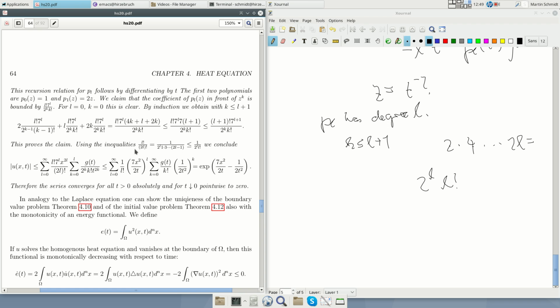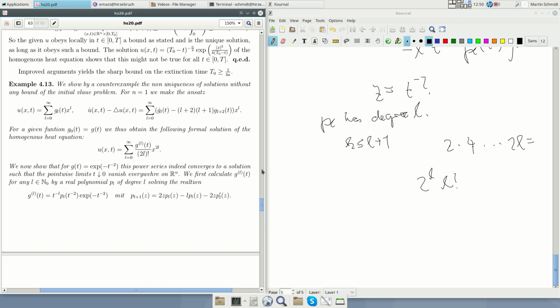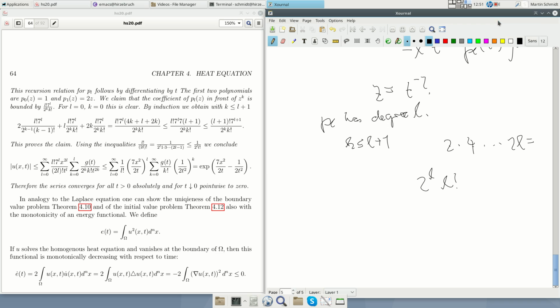Now we insert this estimate here. So this means we get rid of these two factors. And then we write the 7, and here the 2L is 7 over 2 times x squared over t. Okay, here I forgot this term in the power. Yeah, we have this term, so I forgot this term. So let me put in this term.